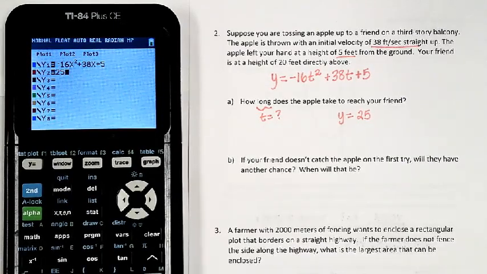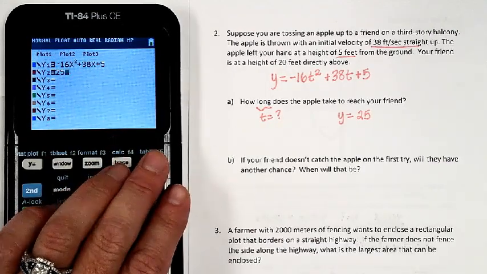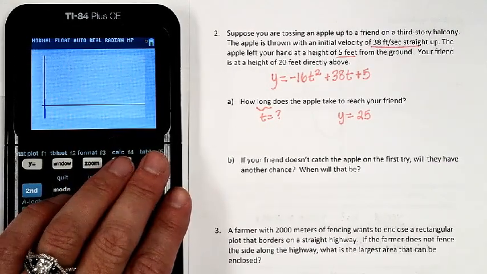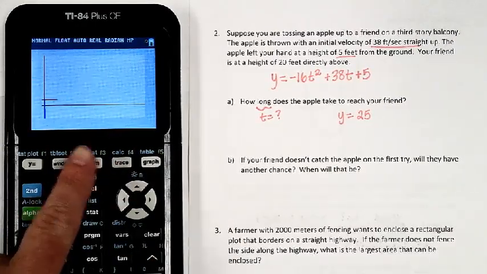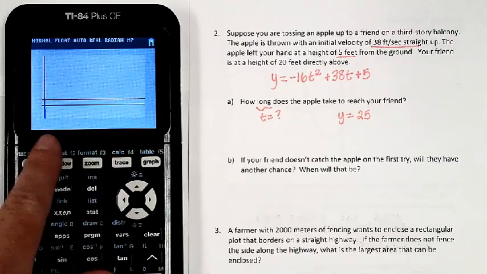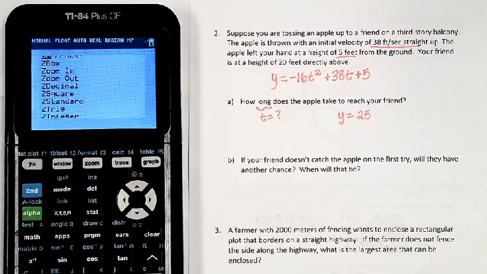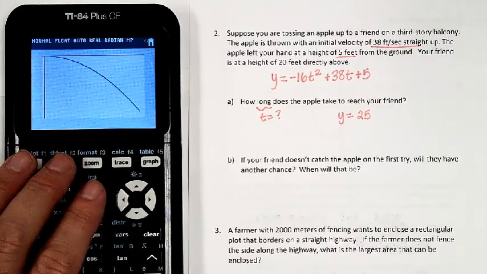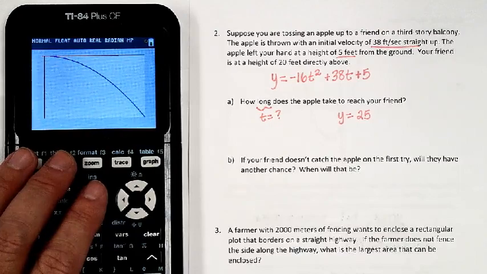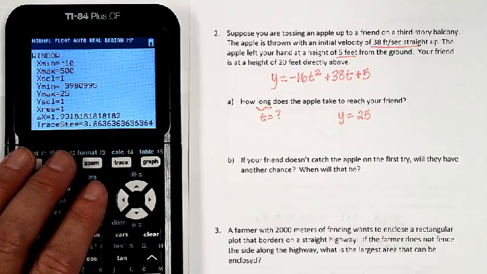I'm going to graph, our graph is probably way off, yeah. So, yeah, we can't even see it. So zoom, I'm going to do zoom 0, let's see what happens. Nope. Nope. I'm done.